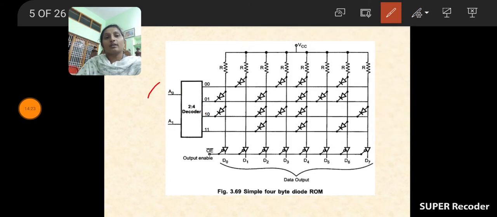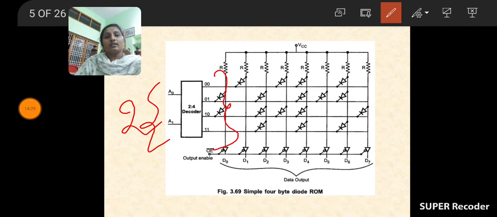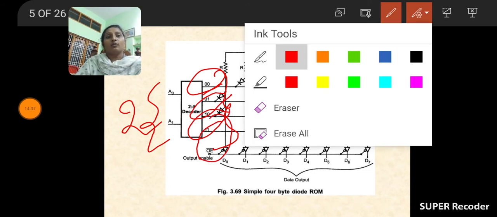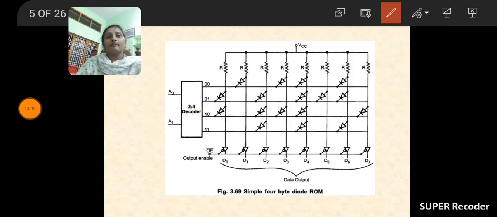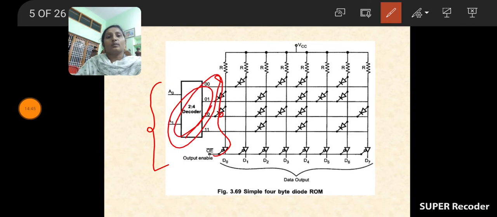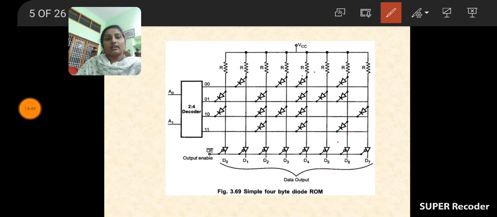How many inputs are there here? 2 inputs. And how many outputs are there here? 4 outputs. What is the first output? 00, second 01, next 10, and last 11. Why 2 inputs and 4 outputs? Because it is a 2 by 4 decoder. Is it clear?